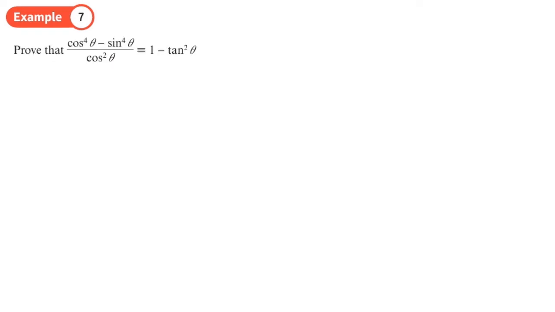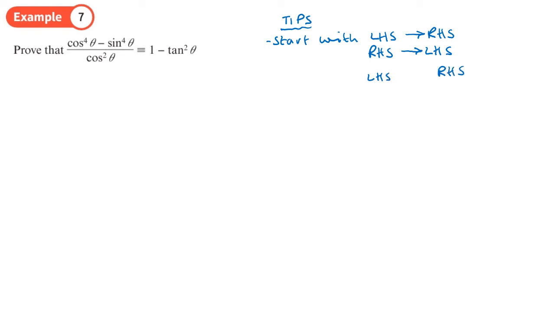Might prove that that expression is 1 minus tan squared theta. Now here's a couple of tips. When you're doing proofs like this, you can start on the left hand side and see if you can make it look like the right hand side. You could start with the right hand side and see if it looks like the left hand side, or you could start with both sides and try and make them meet somewhere in the middle like this.